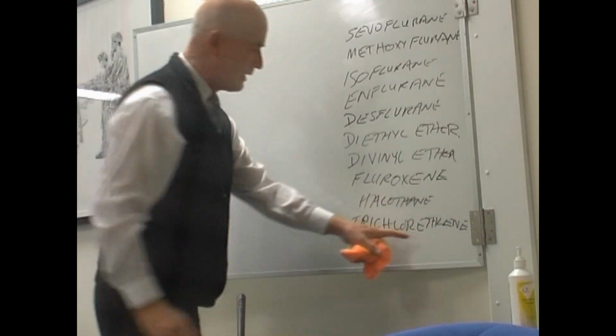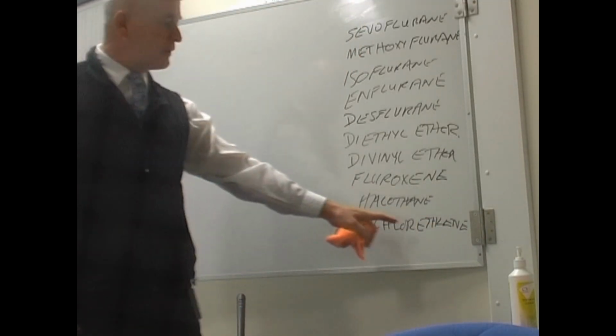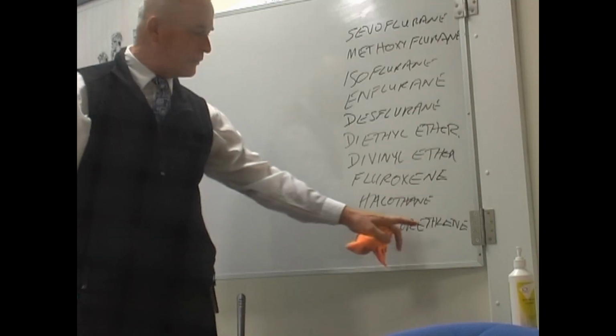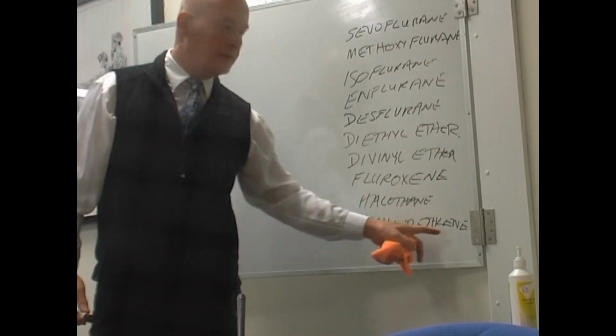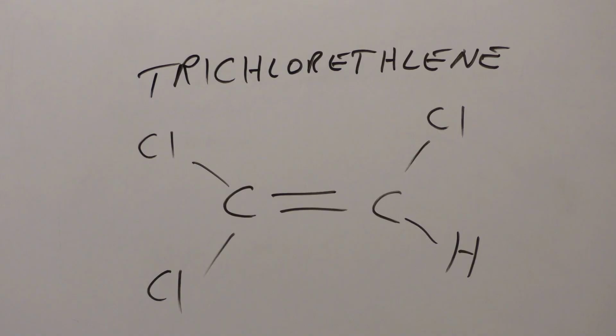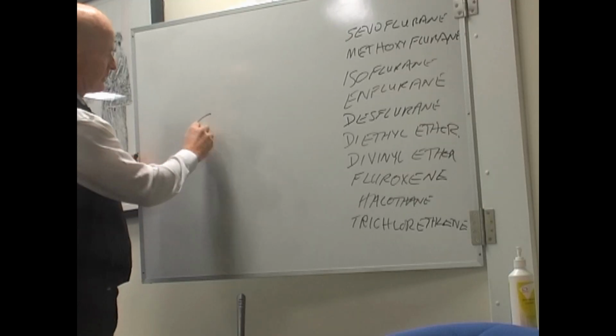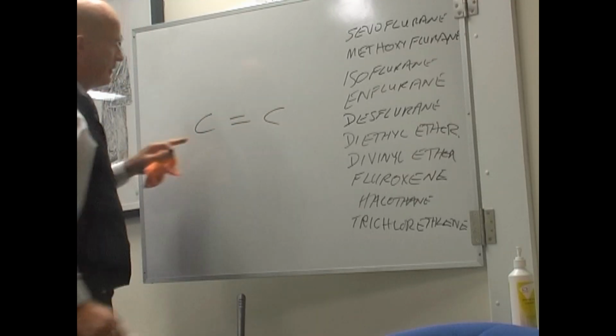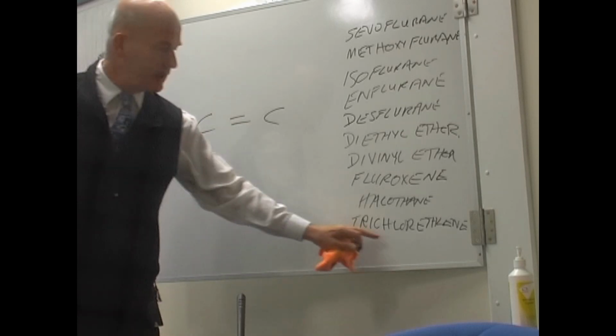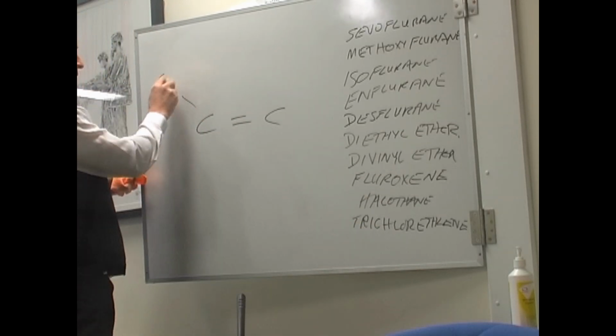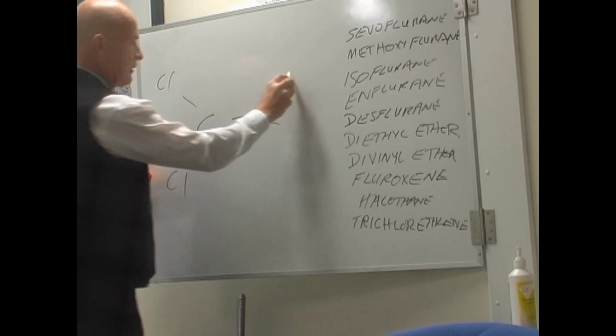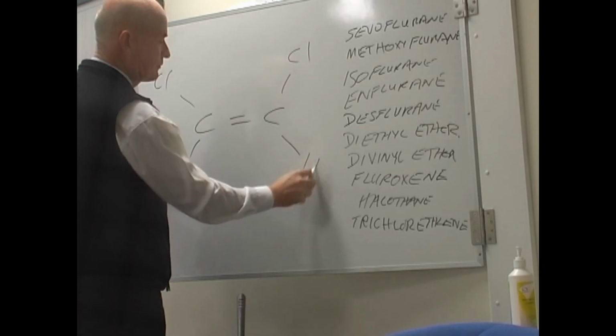Trichloroethylene. Now, ethylene is not an alkane but an alkene. The difference between an alkane and an alkene is there's a double bond between 2 of the carbons. So trichloroethylene, ethylene means there's 2 carbons. So instead of being ethane, it becomes ethene. So it's ethylene. There's a double bond between the 2 carbons, and there's 3 chlorides. So chloride, chloride, chloride, and hydrogen.